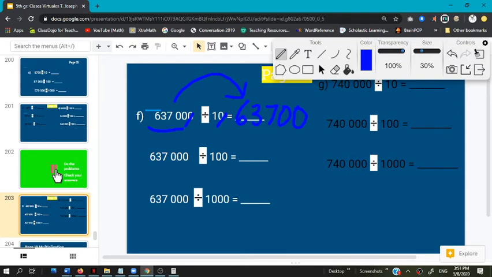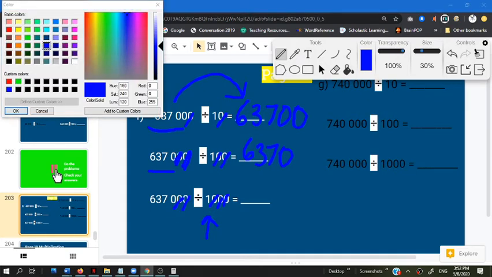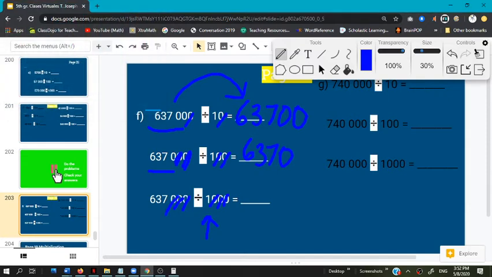All right. Next one, we're going to divide both sides by 100. When we divide both sides by 100, we get rid of 2 of the zeros, and we have left 6,370. All right. For this next problem, we're going to be dividing by 1,000. When you divide 1,000 by 1,000, it just equals 1. And 637,000 divided by 1,000 is going to give you 637. So that's our answer.